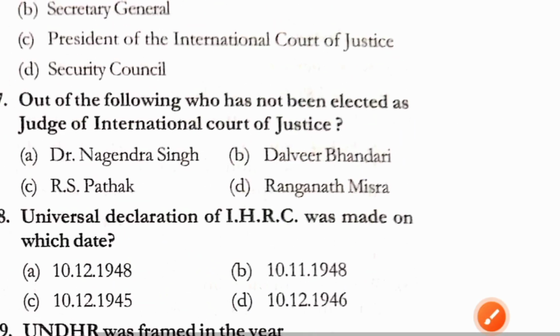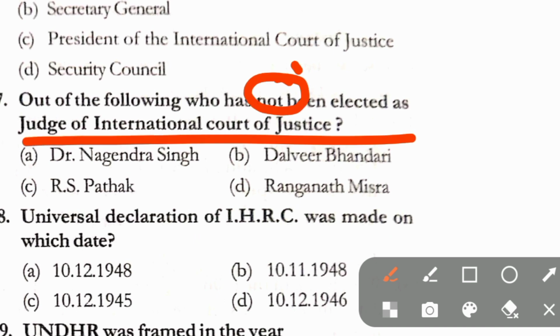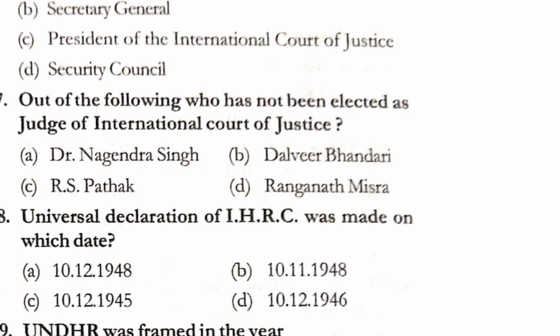Question number 177. Out of the following, who has not been elected as a judge of the International Court of Justice? Option A, Dr. Nagendra Singh, option B, Dalveer Bhandari, option C, R.S. Pathak, and option D, Ranganath Mishra. Here in this question, it has been asked who has not been elected as a judge of the International Court of Justice. In the given question, option D, that is Ranganath Mishra, has not been elected as a judge of the International Court of Justice.